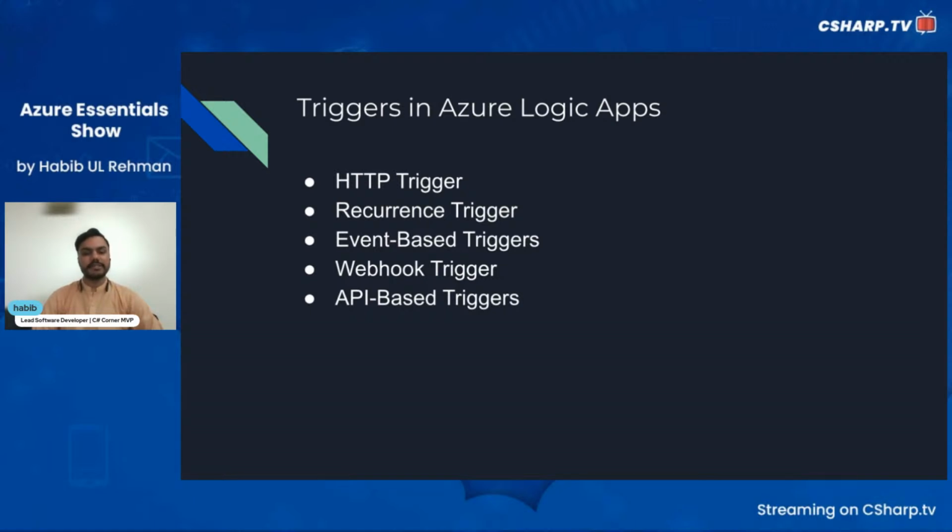Then we have event-based triggers, which respond to specific events such as the arrival of an email, creation of a new file in Azure Blob Storage, or the addition of a new row in a SQL database. We also have the webhook trigger, which initiates the workflow based on webhooks from external services or applications. We have API-based triggers, which are invoked when an event occurs in another service or API, such as a new item in a SharePoint list or a message in a service bus queue.